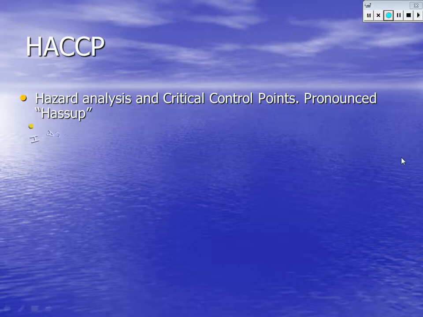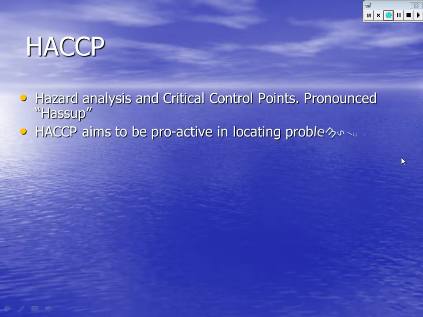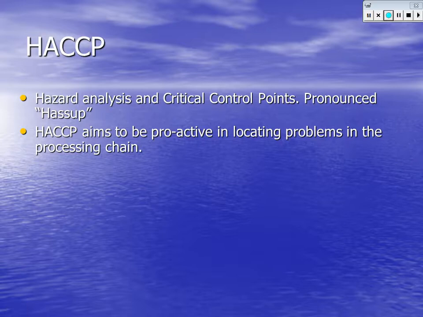Now, the whole aim of HACCP is to be proactive, about predicting issues or problems or challenges that we might suffer in the processing chain. In relation to the seafood industry, we're talking about traceability standards, or the ability for us to maintain a safe product from harvest or capture to the end user, which is going to be you when you walk into the supermarket or the restaurant to eat it.